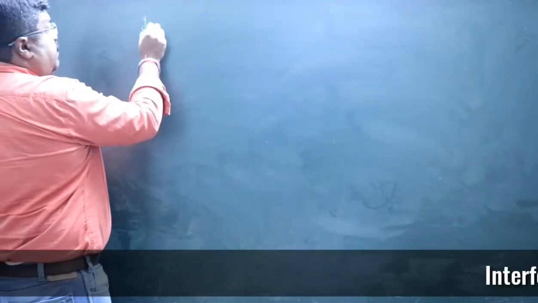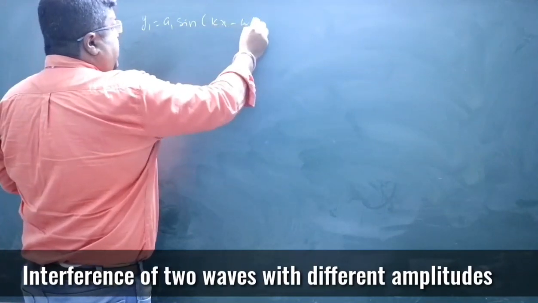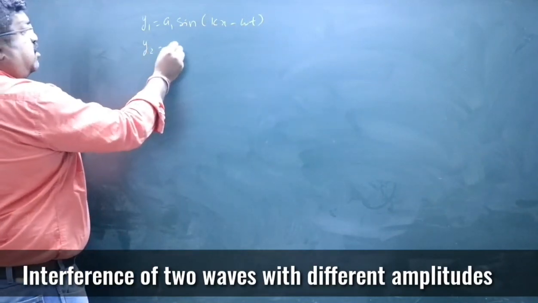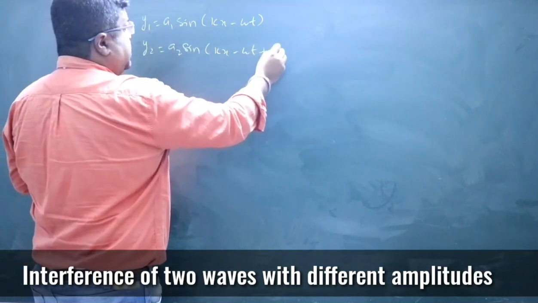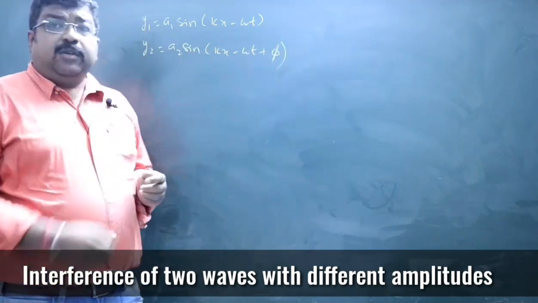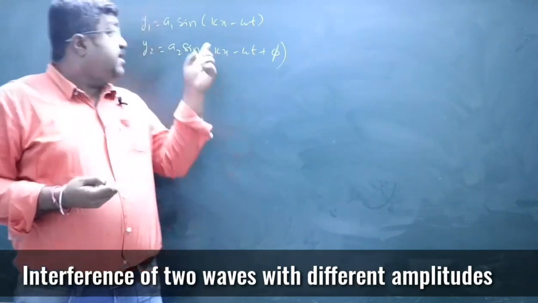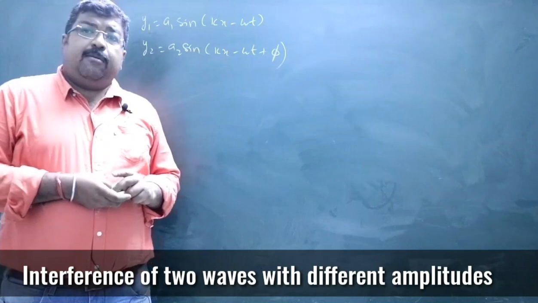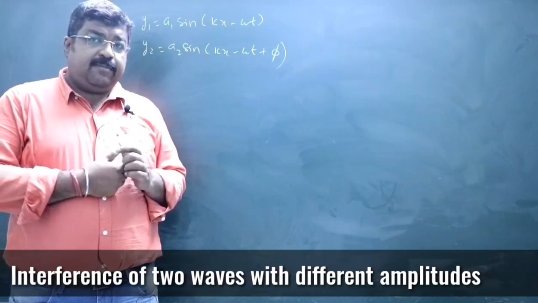Now suppose we have y1 = a1 sin(kx - ωt), and y2 = a2 sin(kx - ωt + φ). So now we have two waves where again k is the same, so the wavelength is the same, the angular frequency is the same, so they have the same velocity, and they are traveling in the same direction.